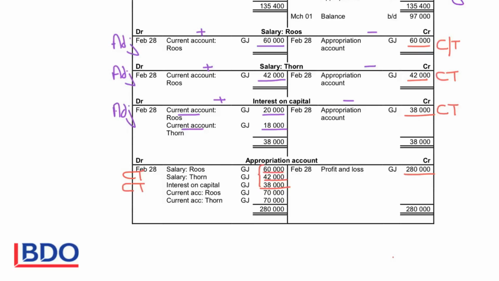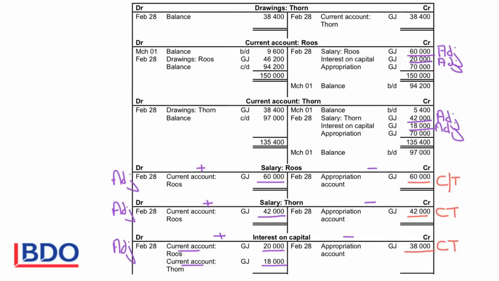They divide profits equally, so each one of them will receive 70,000 rand of the profits that's remaining. So we will debit the appropriation account so that we can close our appropriation account, and we will credit the current accounts to indicate that this money must still be paid to the partners. So on the credit side of the current account, we recorded all the money that must be paid to the partners and that they are entitled to.